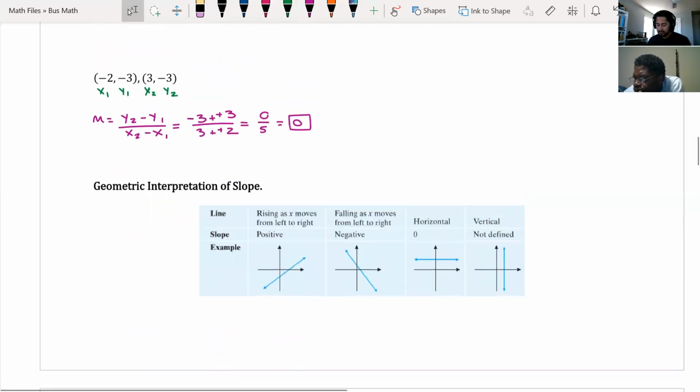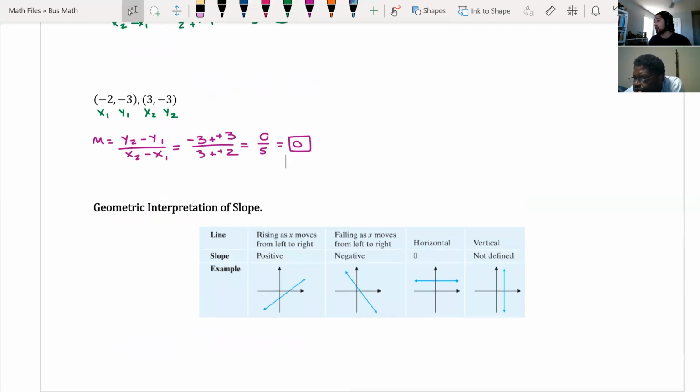Okay, next are just the geometric interpretations of slope. If you have a positive slope, then your line will always go from bottom left to top right on a graph. So positive slope always goes bottom left to top right. Negative slope goes top left to bottom right. If you have a horizontal line, then your slope is 0. So horizontal lines have a slope of 0.